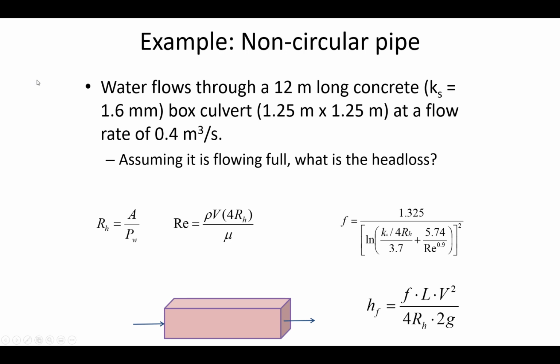So if we have water that's going through a 12-meter long box culvert where we know the k sub s value, and here it's square in profile, 1.25 meters wide, 1.25 meters tall, and we have a flow rate of 0.4 cubic meters per second. Here I've substituted in all of the values. Instead of the diameter that we'd usually use, we can put in 4 times hydraulic radius. So for example, the Jain equation can be modified here in terms of 4 times the hydraulic radius instead of the diameter, the Reynolds number, and so on.